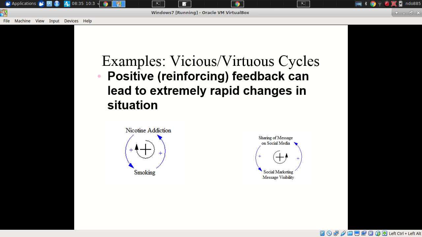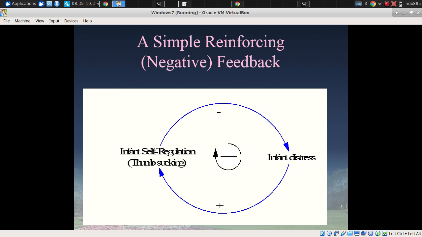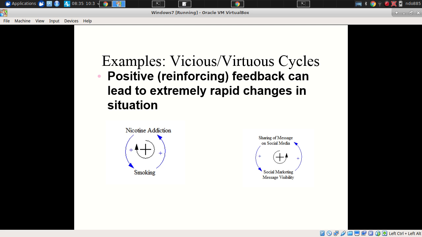Okay, so another example of a negative feedback: thumb sucking on the part of an infant to regulate their stress levels. We talk about this a lot, right? Self-regulatory behavior, for those who are familiar with aspects of the psychology literature involved. Failure to self-regulate appropriately can be implicated in early offending and agonistic behavior between individuals.